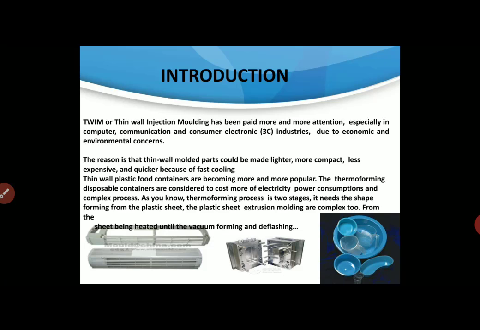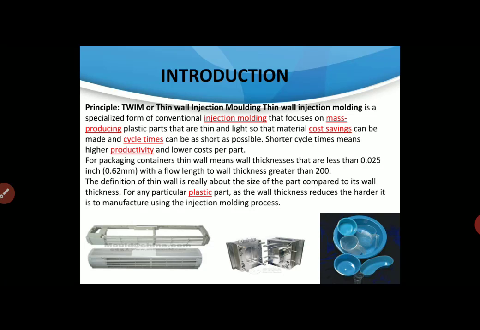The thermoformed disposable containers are considered to cost more in electricity, power consumption, and complex process. As you know, the thermoforming process is two-stage. It needs the shape forming from the plastic sheet, and then the plastic sheet extrusion molding is complex too. The sheet is heated, then vacuum formed to get the product, and finally deflashing also has to be carried out.